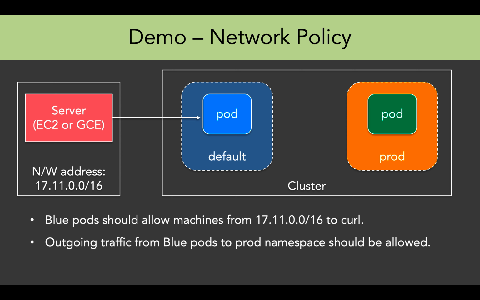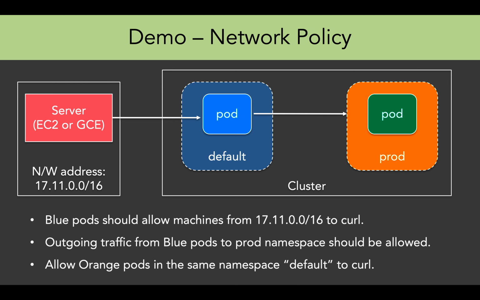Now here we are talking about namespace. So the egress from blue pod to orange or green pods in the prod namespace should be allowed. Also at the end we'll allow some orange pods in the same default namespace to curl. Now we'll try to do things one by one.